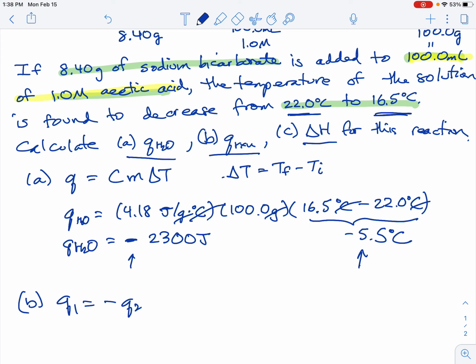All right, so we're just going to change the sign and say that the Q for the reaction is the opposite of the sign for the Q for the water. So that's going to be positive 2,300 joules. Folks get confused a lot of times at this point because they want another equation to calculate the Q for the reaction, and it's simply a matter of remembering that whatever the Q for the reaction is, it's the opposite of the Q for the water.